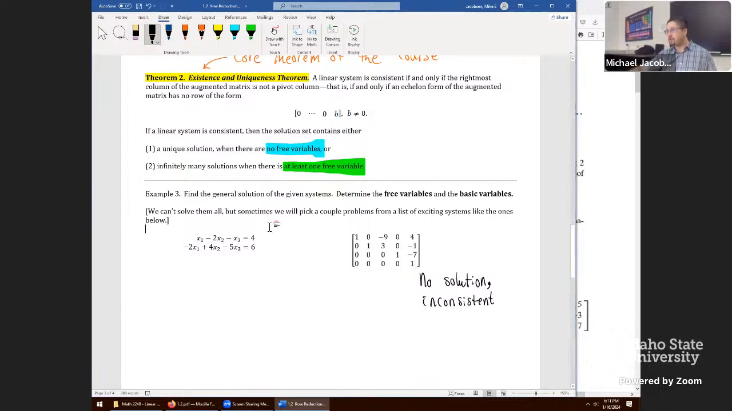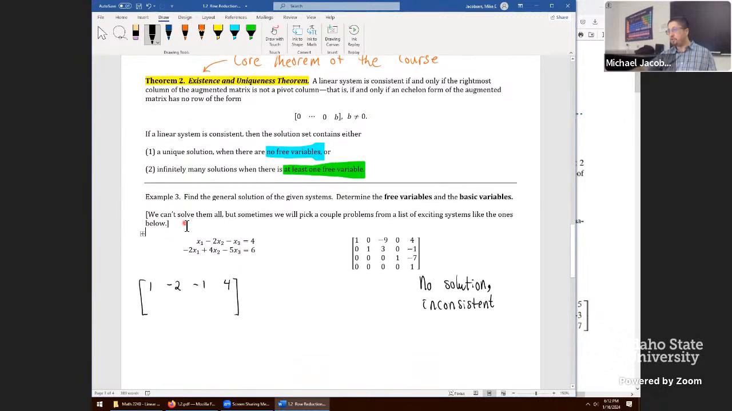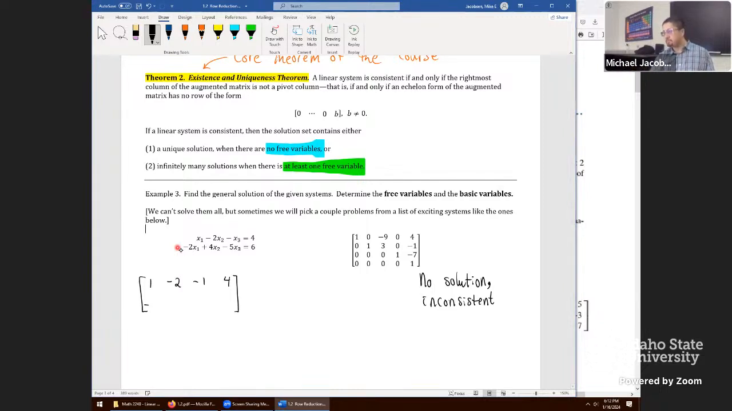Okay, first thing we have to do to solve this system here by the red dot is transfer it to an augmented matrix. So let's be careful. The variables are x1, x2, x3, so it looks like we're not missing any variable. Coefficients will then be 1, -2, -1, 4. Then for row 2, there'll be -2, 4, -5, and a 6. So there it is, folks. That's our augmented matrix. Now we're just going to row reduce this thing.